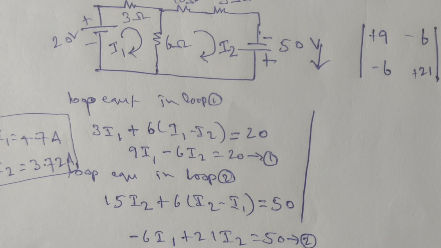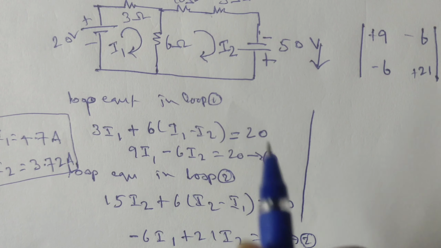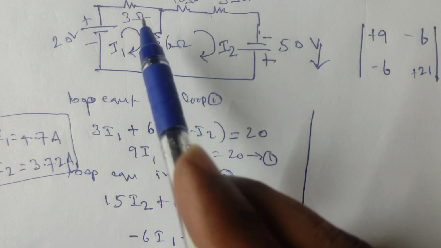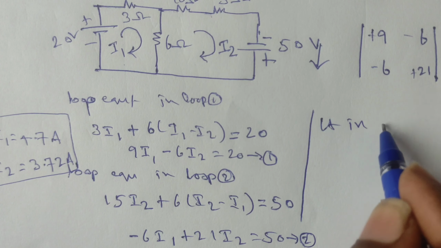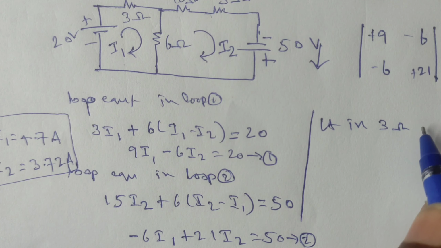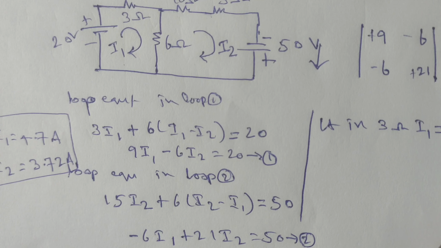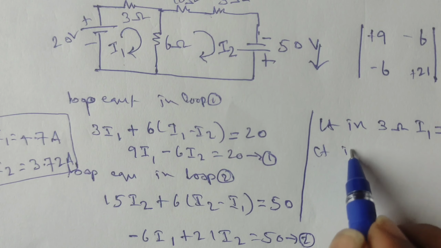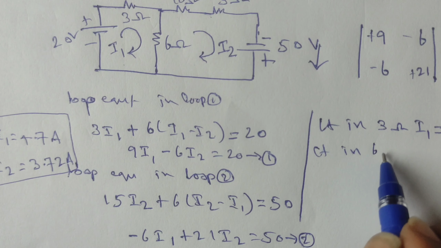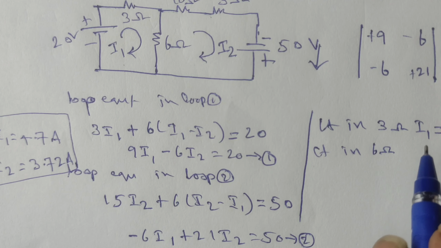In the given problem, we need to determine the current across each individual resistance. The conclusion we need to give: when you check the circuit, for the 3 ohm, I1 current is flowing. So the current in 3 ohm is I1, and the answer for I1 is 4.7 amps, and the current in 6 ohm is the difference between I1 and I2.